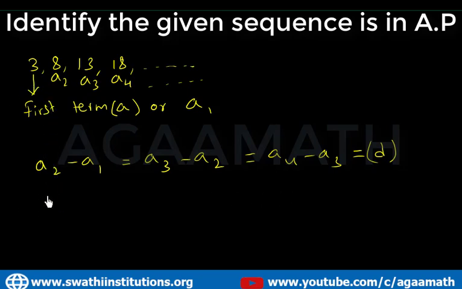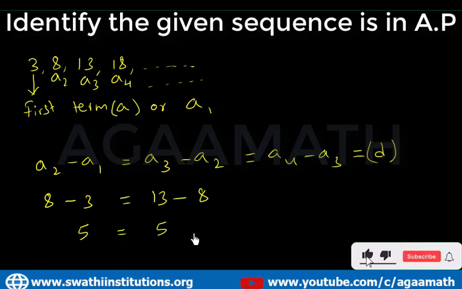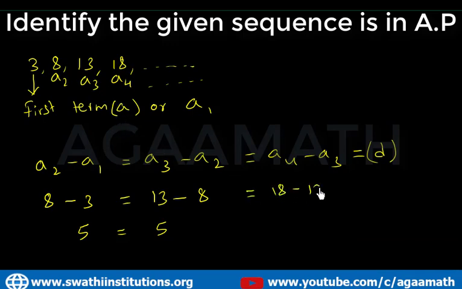So what is A2? It is 8 minus A1, which is 3. A3 is 13 minus A2, which is 8. You can check further, but I just check here: 8 minus 3 is 5 and 13 minus 8 is also 5. Here the difference is the same. You can check with A4 minus A3 also, that is 18 minus 13, which is also equal to 5. It means the difference between any two terms is always constant, that is, fixed. So I can say that 3, 8, 13, 18 are in AP.